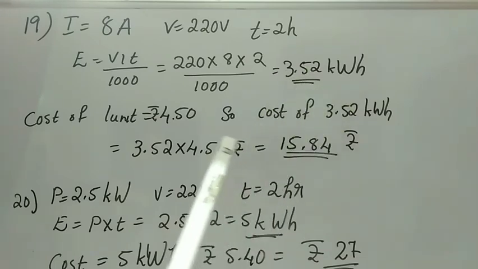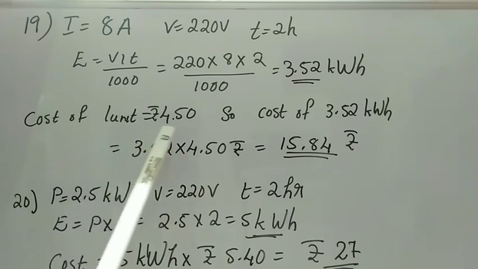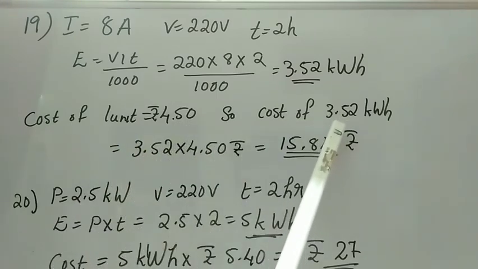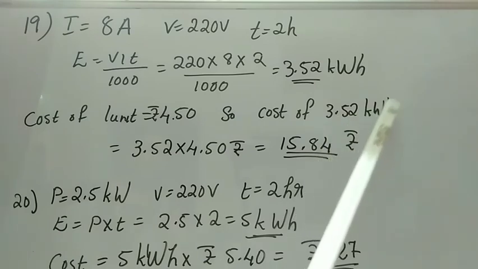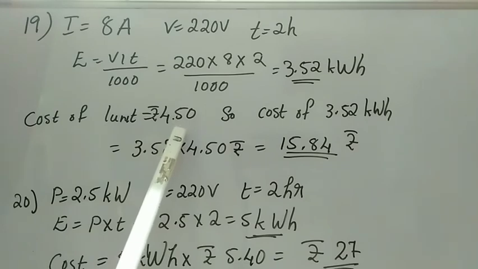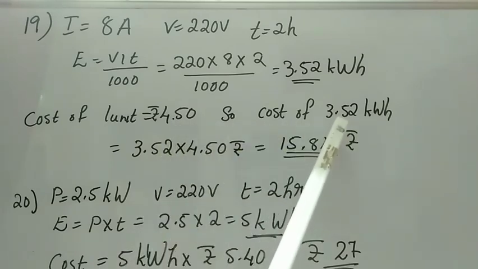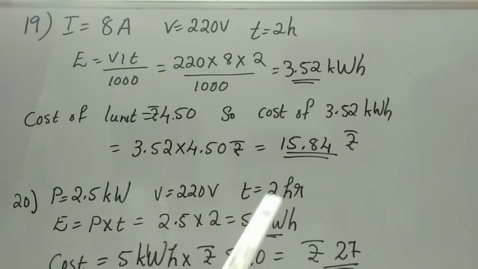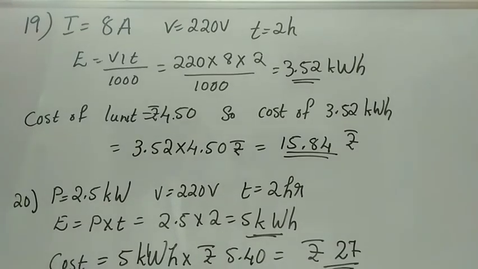If the cost of 1 unit is 4 rupees 50 paise, what will be the cost for 3.52 units? Kilowatt hour means 1 unit. For 1 unit, 4 rupees 50 paise. So what will be the cost of 3.52 units? So 3.52 into 4.50 rupees. You will get the total cost for using the toaster for 2 hours is 15 rupees 84 paise.